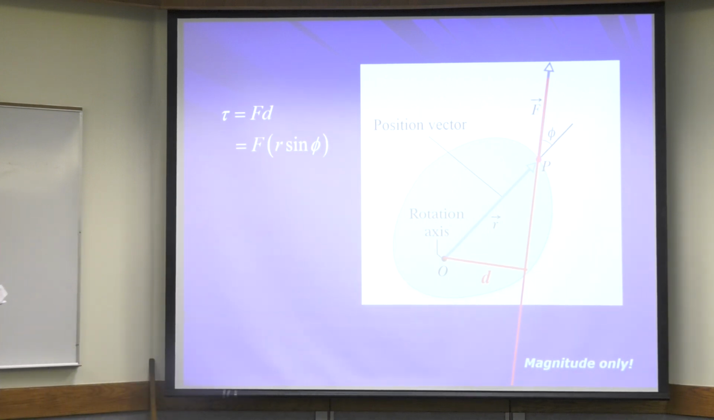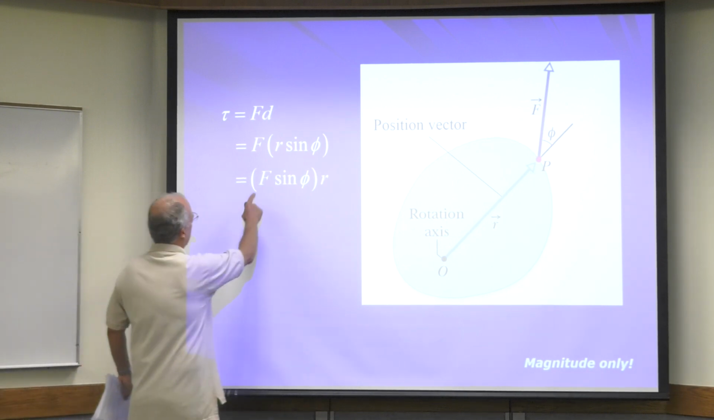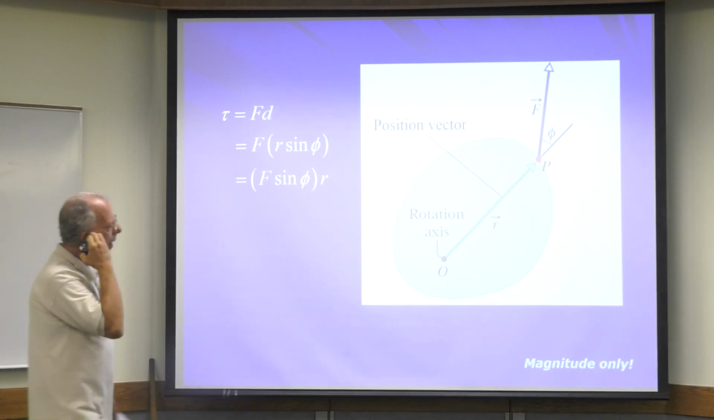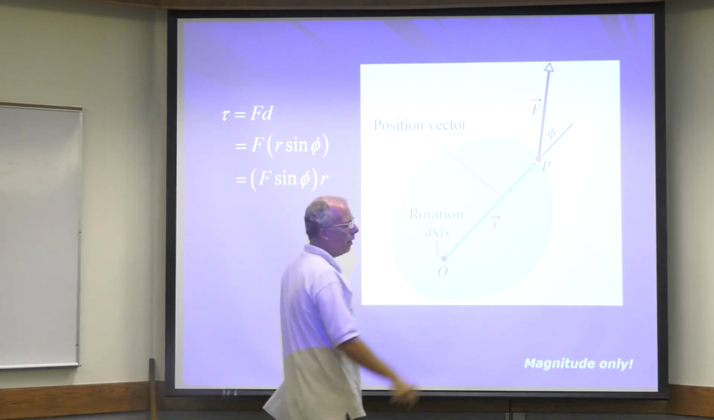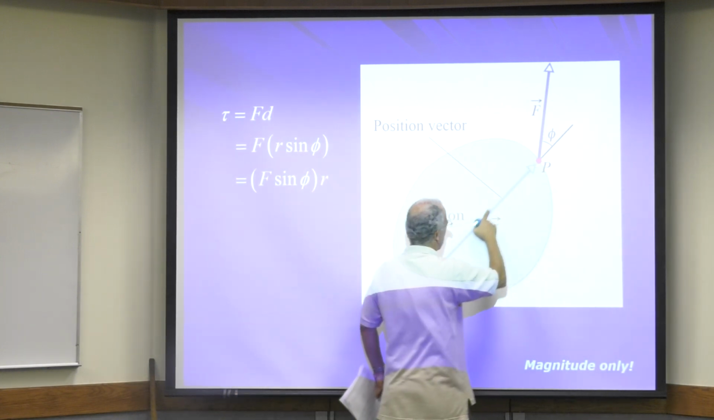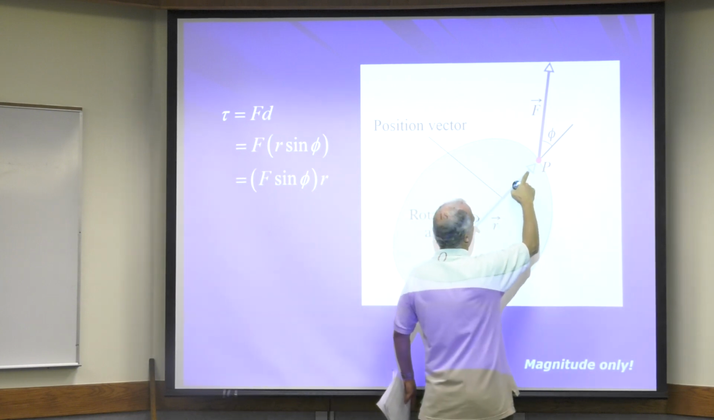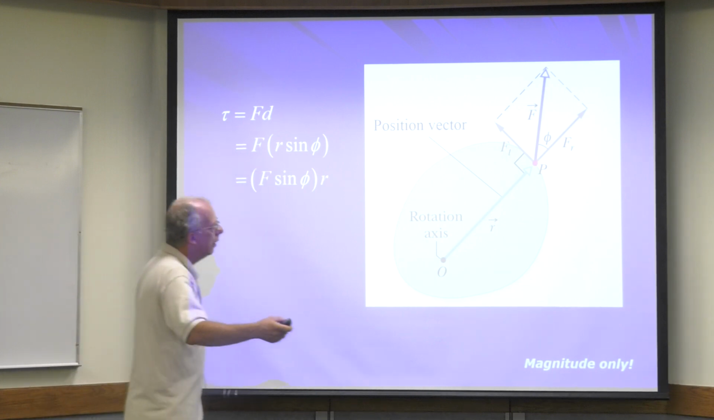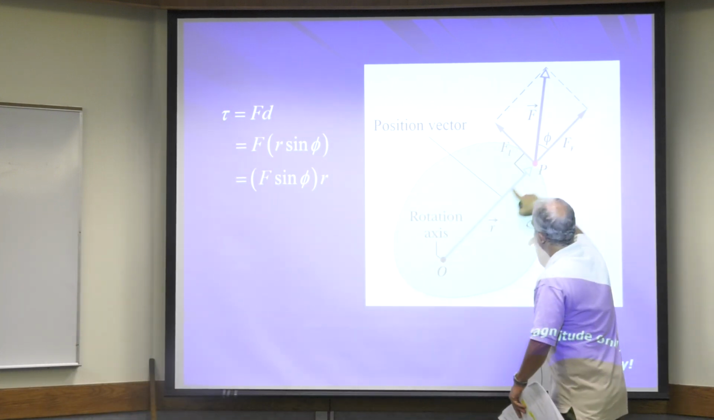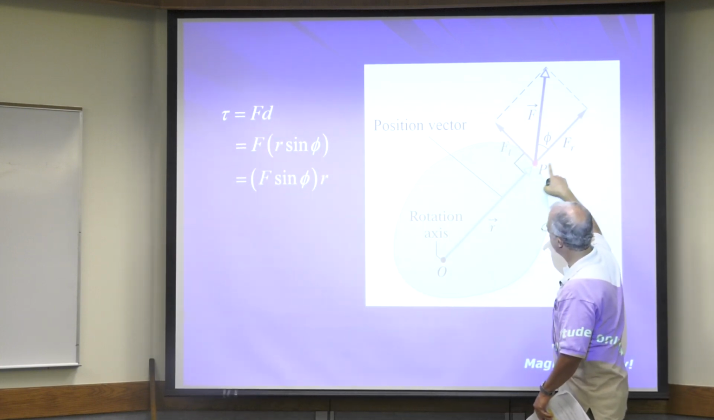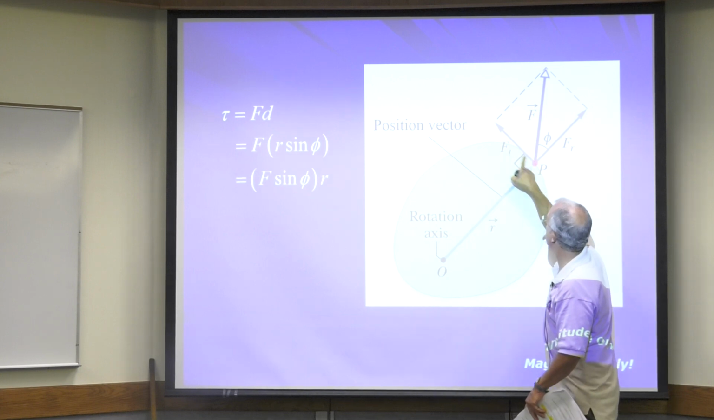Now if we felt like it, we could change the parentheses around. We could write it like this: F sine phi times R. That's not a big deal. Now, we could decompose F. We always do that, right? Let's say we want to see what F is along this axis and what's perpendicular to that. Let's decompose F. Now this is parallel to this, and this is perpendicular to it. So put a little R here for radial, put a little T there for tangent.